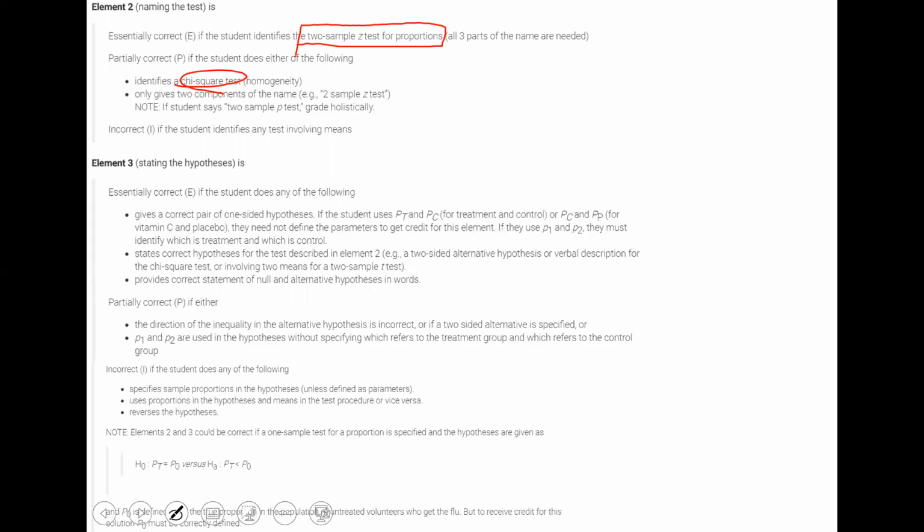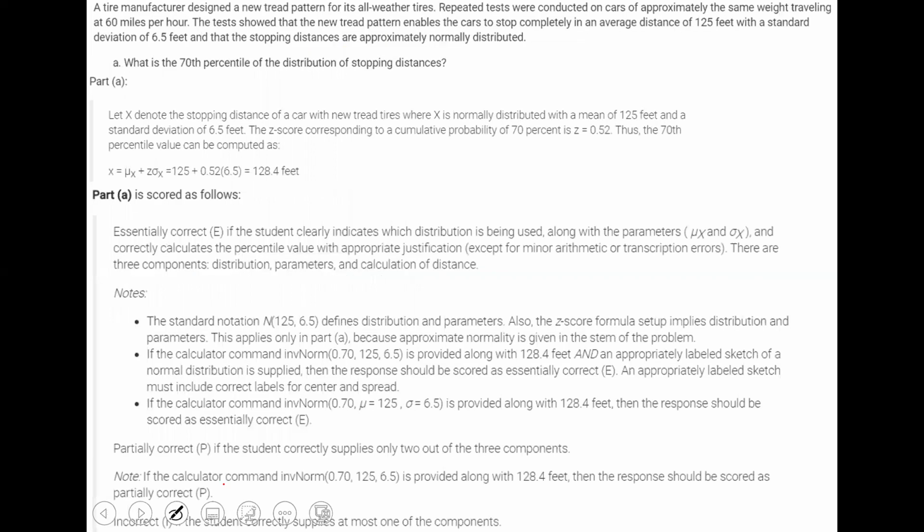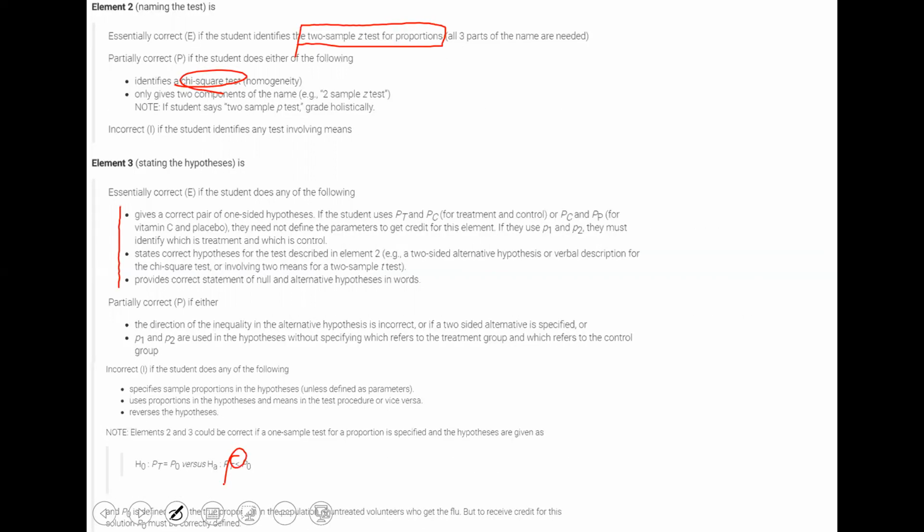Yes, again, if you look at it here, you can see how they are looking for the essentially correct answer. You have to define each of your variables. And if you fail to do that, or if you did the other way around for the alternative hypothesis, then you earn the P instead of E. And that was it for number one. It was a very short question.